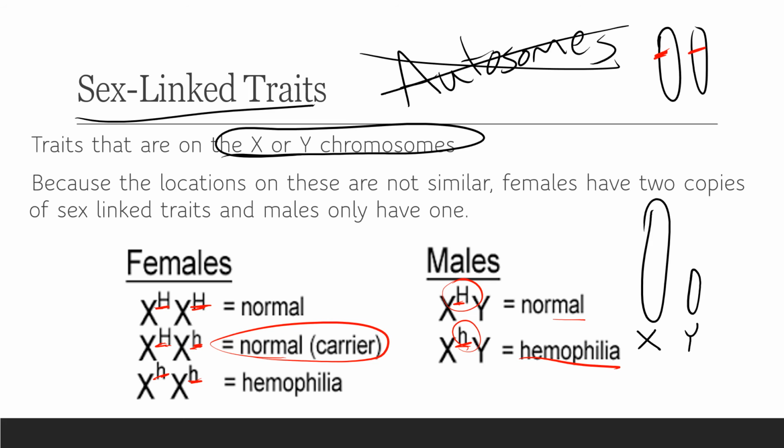Females with at least 1 dominant trait will still be normal. They will only have hemophilia if they have the recessive trait on both X chromosomes. Because males only have 1 X chromosome, they only get 1 chance. I think of sex-linked traits like this.